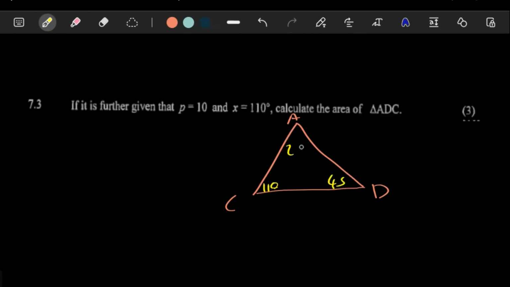This is going to be 25, because it's 180 minus 110 minus 45. That gives us 25 as the leftover there. We also have AD, which is 3p, so this is going to be 30. And then this whole thing here, we don't have to write it all out for now. Let's maybe just put a tick. So we have CD and we have AD, and we obviously have the angle in the middle. So using the area rule, that's what we can use.